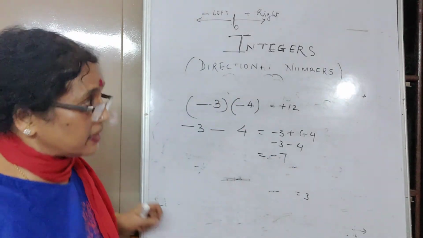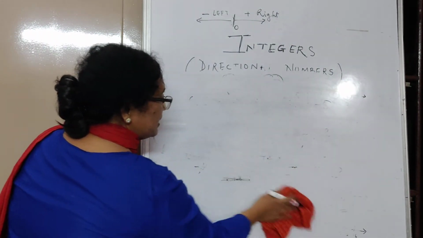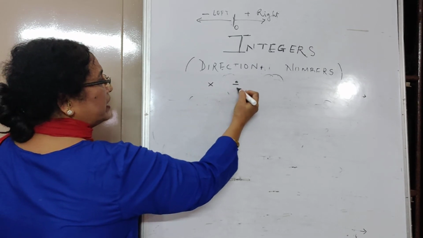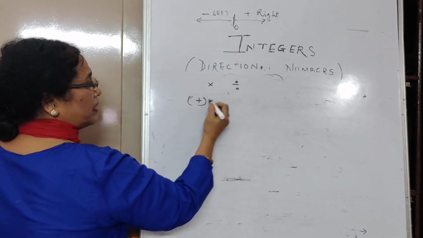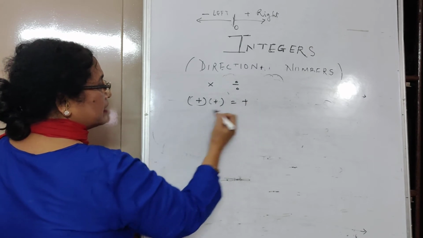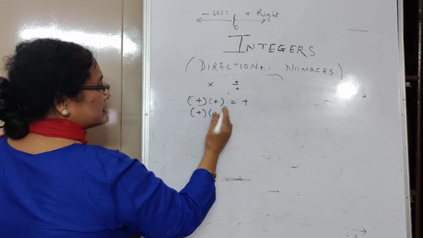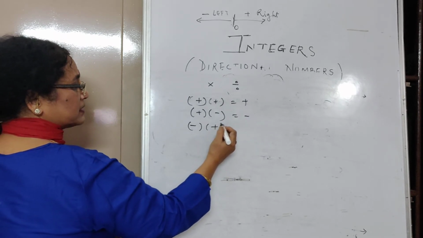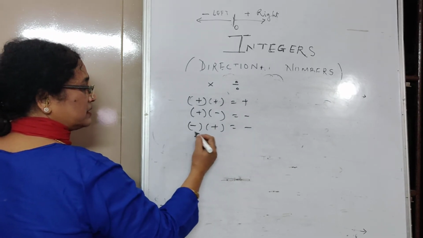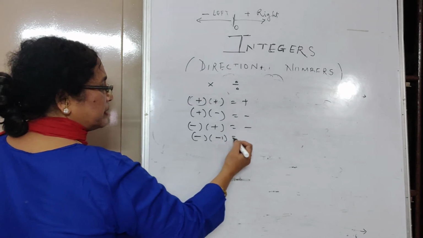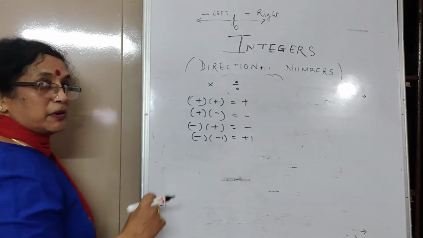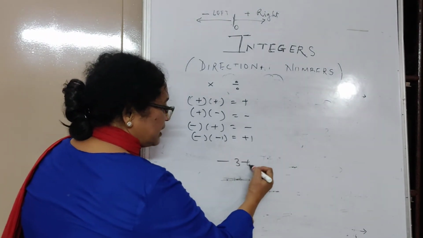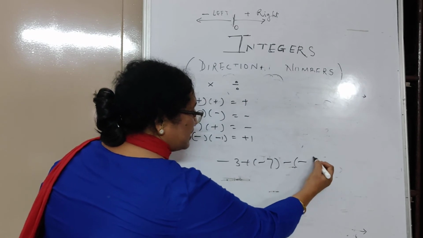Before I wind up my class, I'll just write this down. In multiplication or division, plus into plus is plus, plus into minus is minus, minus into plus is minus, and minus into minus is plus. That means if you have two signs, side by side, one after the other, like the teacher gives you minus 3 plus minus 7 minus of minus 4.